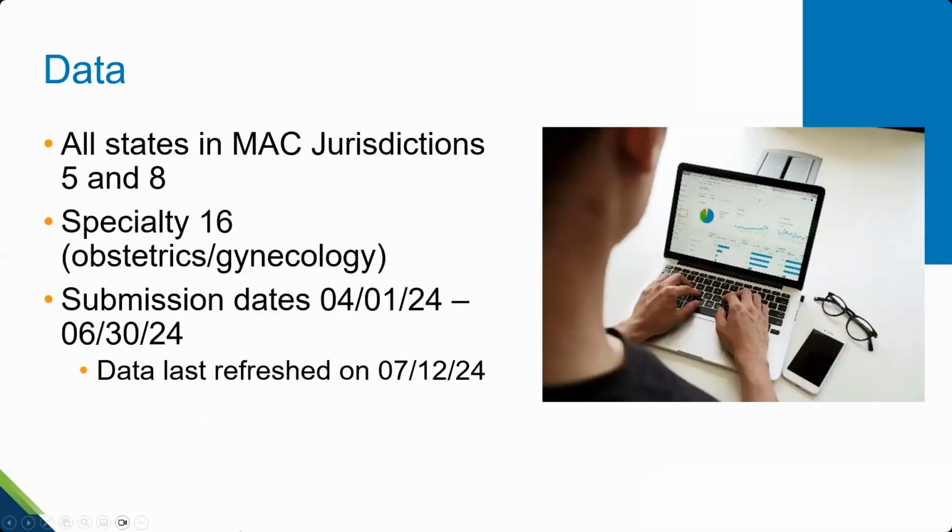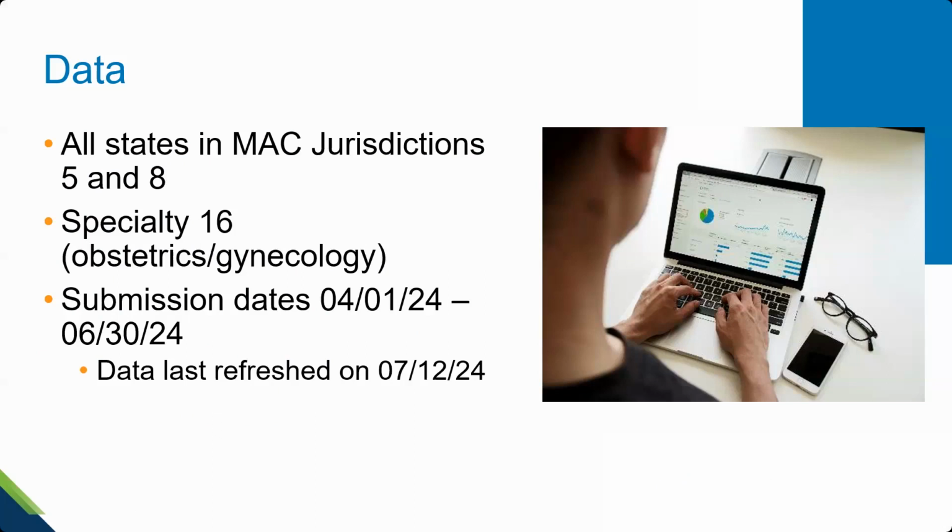So the data that I'm sharing is for all Specialty 16 submitted claims for Jurisdiction 5 and Jurisdiction 8. So this means all Obstetrics, Gynecology, Medicare claims submitted for Iowa, Kansas, Missouri, Nebraska, Indiana, and Michigan. While the dashboard does allow us to drill down by a specific state, I pulled data for both of our jurisdictions to present to you during this presentation.